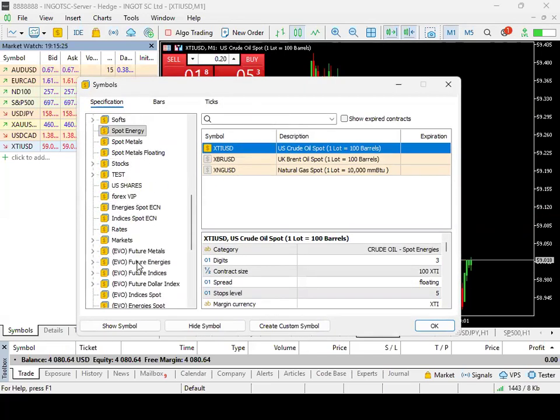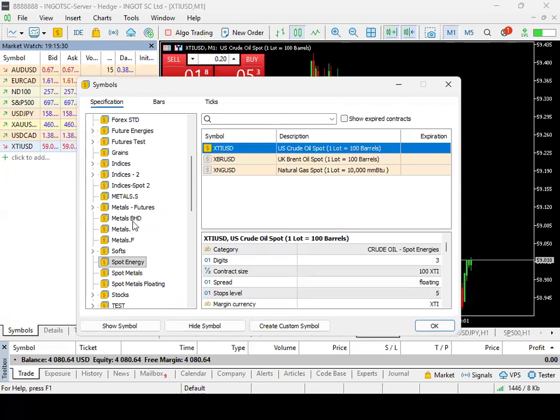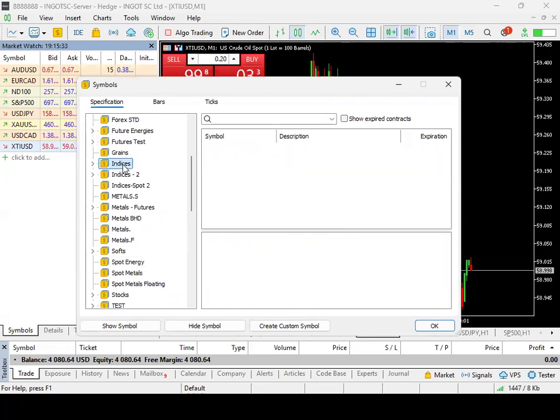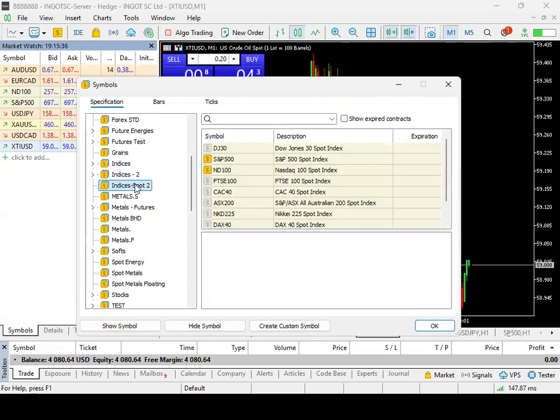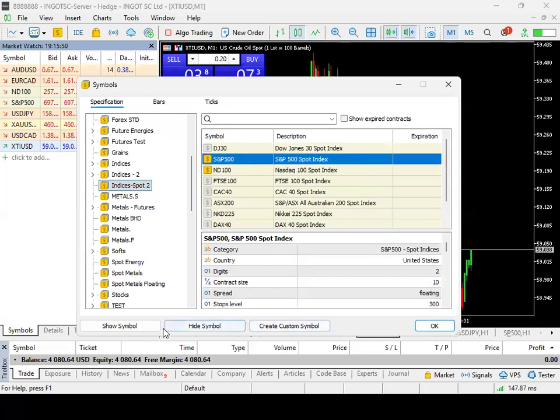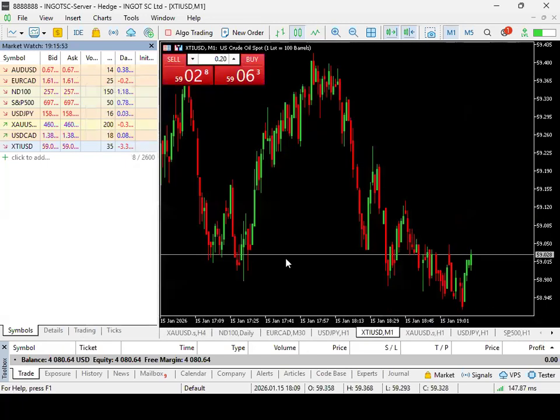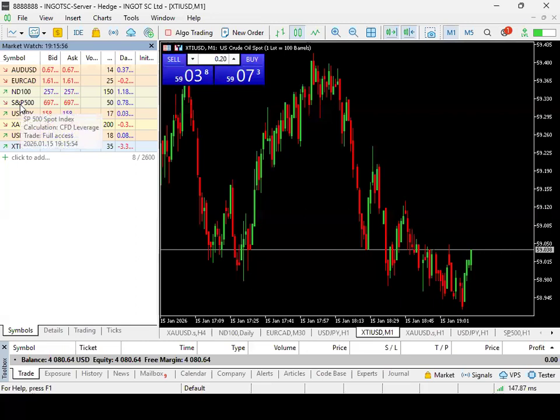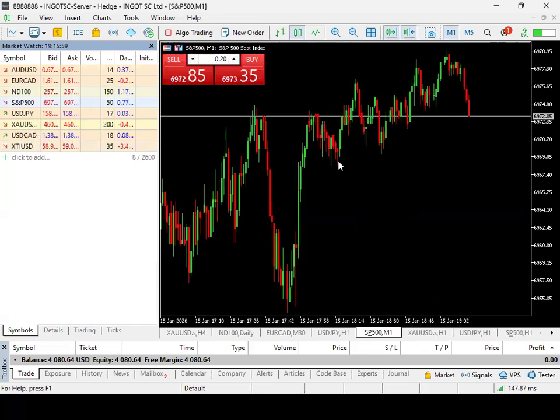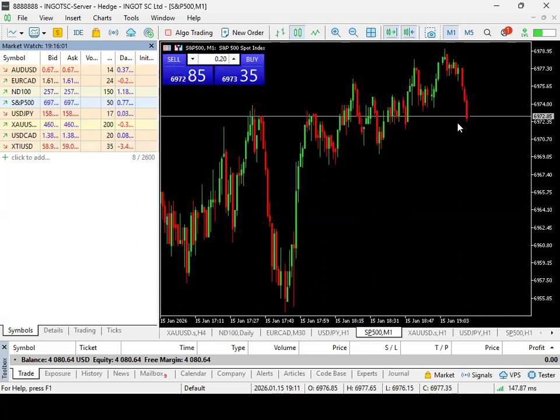Let's say you want to add indices. They're over here. The spot indices. We have the Dow Jones, S&P, NASDAQ, the FTSE, the DAX, the CAC, all of this over here. So let's say, for example, I want to add the S&P 500. Just click over there, show symbol, and okay. And I have the S&P 500 over here. If I want to see the chart of S&P 500, this is what's happening right now. All right. Good.